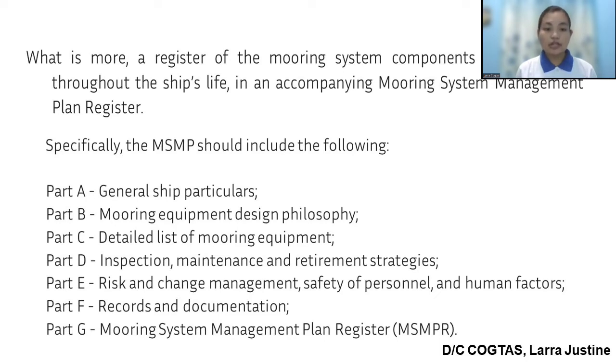Part F, records and documentation. This provides records of detailed maintenance information on the ship's mooring equipment system and requirements for documentation management. And lastly, Part G, Mooring System Management Plan Register, or MSMPR. Part G provides detail of the records that should be retained by the ship throughout its life cycle from original design to disposal. They should be in a form that enables transfer when the ship owner changes.